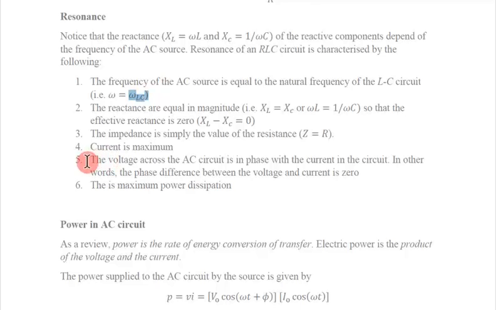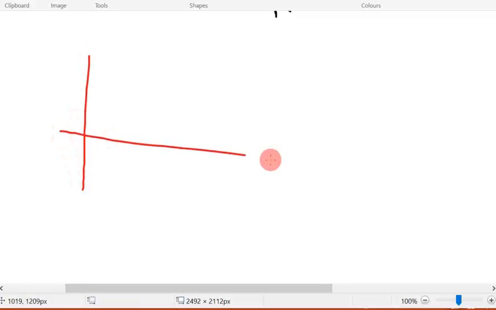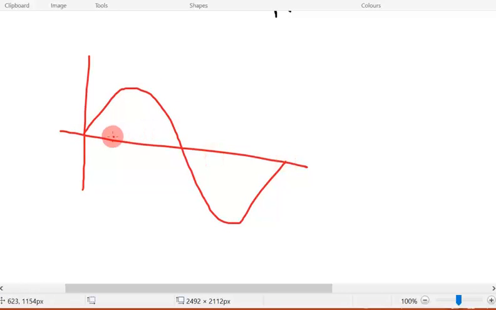So the next point is that the voltage across the AC circuit is in phase with the current in the circuit. In other words, the phase difference between the voltage and the current is zero. So this is what we mean. If we draw a curve of the current and the voltage, then this is what will happen. They will be in phase. When the current gets to its maximum, the voltage also will be at its maximum. This is what we mean by they are in phase.